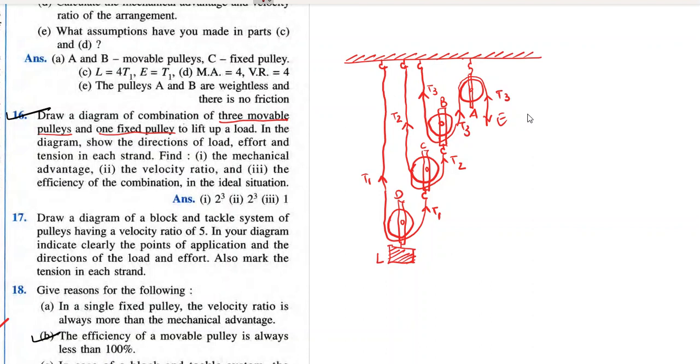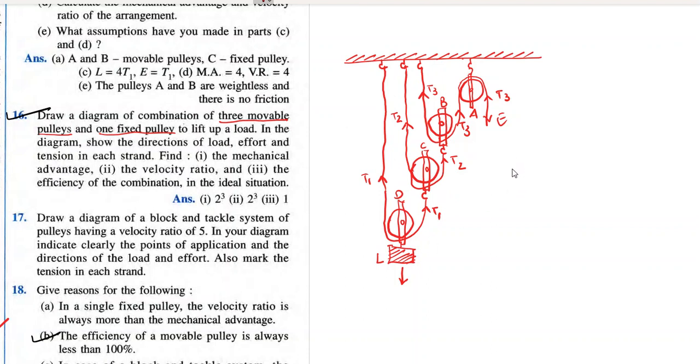Okay. And T3 is equal to the effort. Now we have to show the direction of load. Now direction of load is definitely downward, and direction of effort, see the load is acting in downward direction but it will be moved in upward direction. Okay, but effort is applied in the downward direction. That is a convenient direction. Tension is always upward because it is balancing the load.